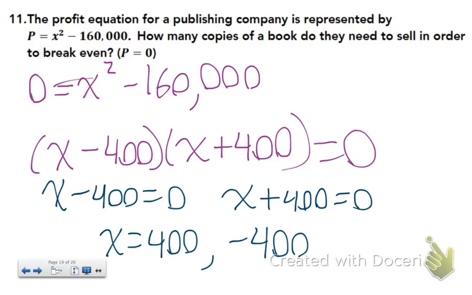But in the context of this real-world situation, you're not going to sell negative copies of a book, so technically 400 is my only answer. And that would be it for part 2.